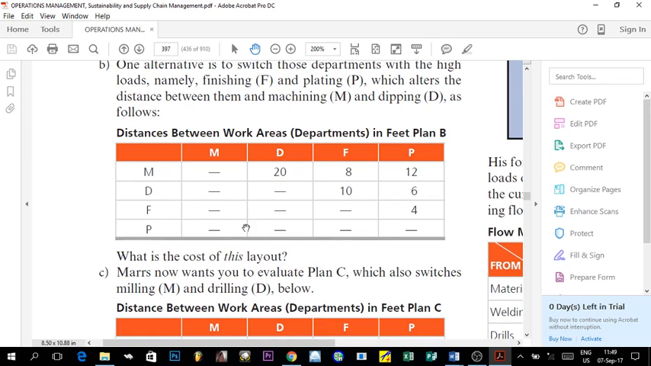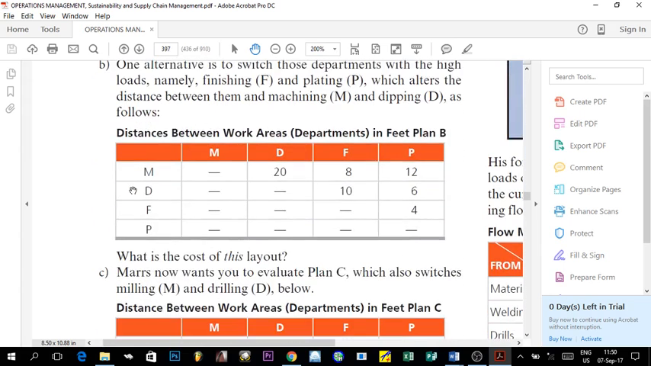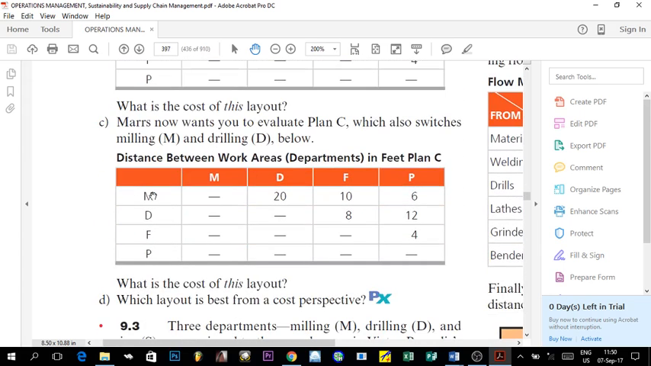We need to calculate again the cost of this layout here using the same unit flow here. And C is the same thing, but now they say that they changed the layout, which is now the layout with plan C. And it is said that Mary now wants to evaluate plan C, which also switches M and D. This is what they did. They just switched the departments. And then finally, question D is asking us to find what is the best from a cost perspective.